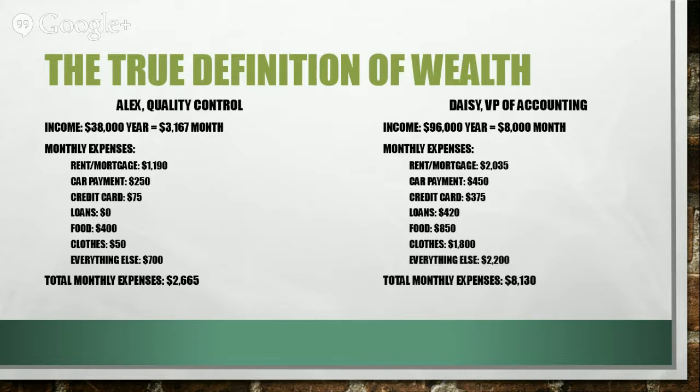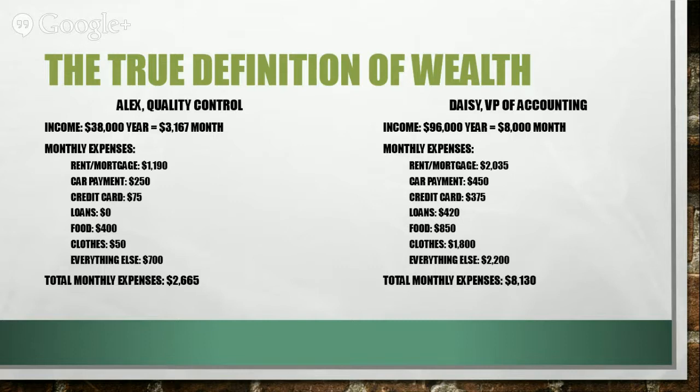Now let's look at Daisy. Daisy actually bought a house, and her mortgage is about $2,035. She wanted a nice house for her family, so she invested in getting that house. She also wanted a nicer car, so her car payment is actually about $450 a month. She does owe quite a bit on her credit card. I believe it's about $3,000 to $4,000 that she owes. So a month she's trying to pay off about $370 every single month to try to pay that off quickly.